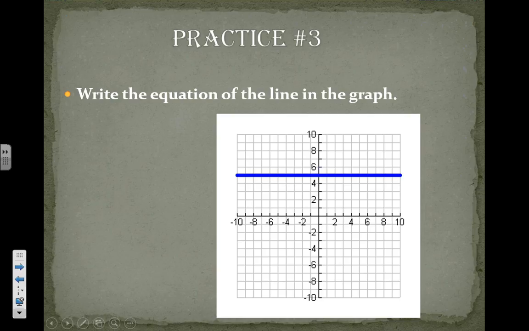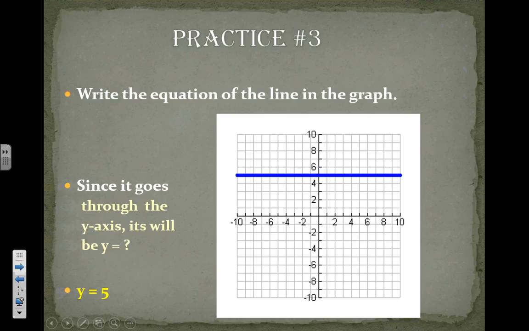We have one more. Go ahead, write the equation of this line, and then click play when you're ready to check. All right, this is a horizontal line crossing at 5. So y equals 5 should have been your equation for this horizontal line. All the y's remain constant. And that concludes our horizontal and vertical lines lesson.